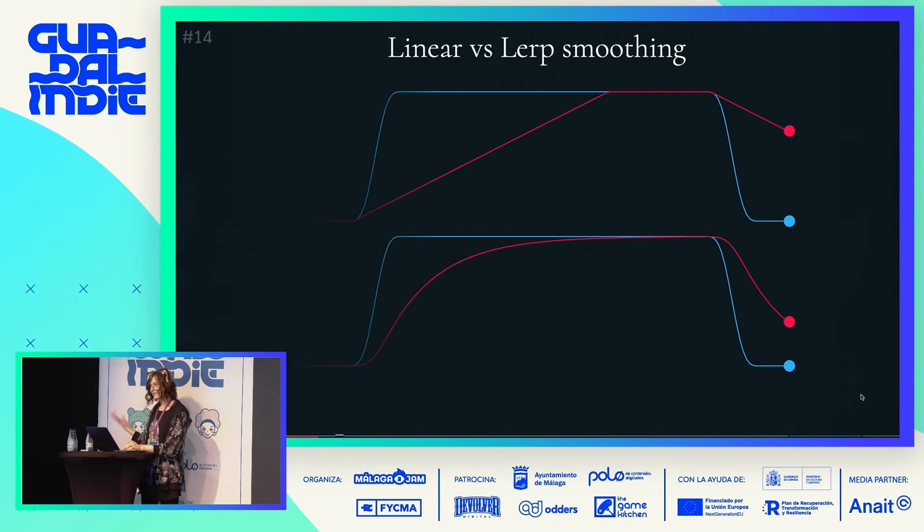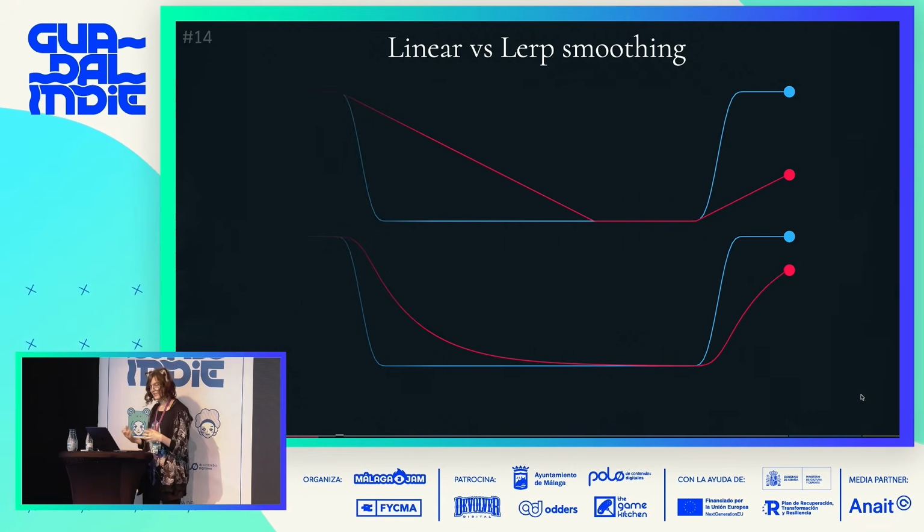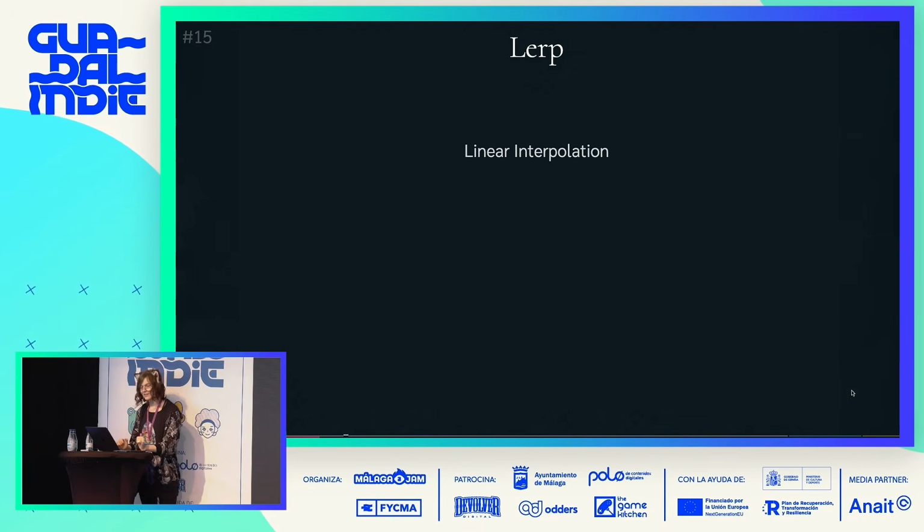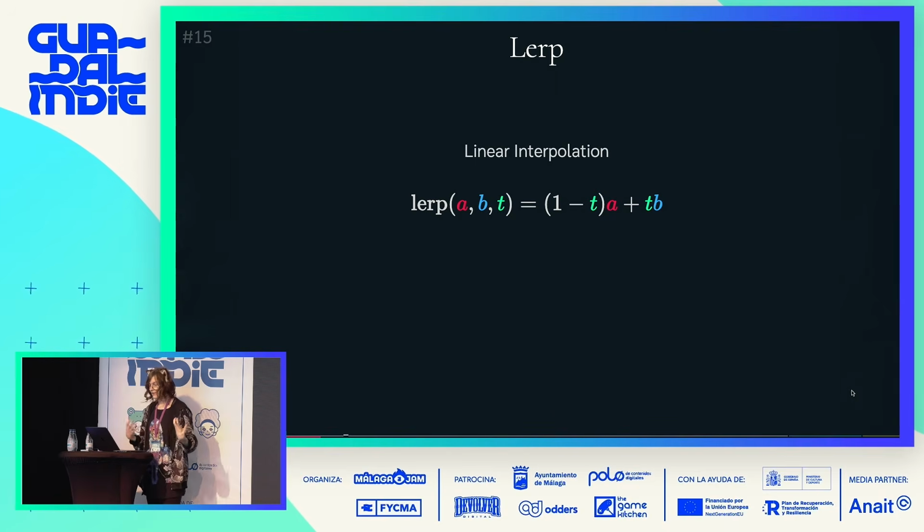OK, so how do we solve frame rate independence for Lerp smoothing? That's going to be the goal now. So first, we need to understand Lerp. Lerp stands for linear interpolation, and it's a very simple formula. All it really does is have these three parameters, a, b, and t. And the formula is 1 minus t times a plus t times b. That's it. There's nothing more to Lerp than that.